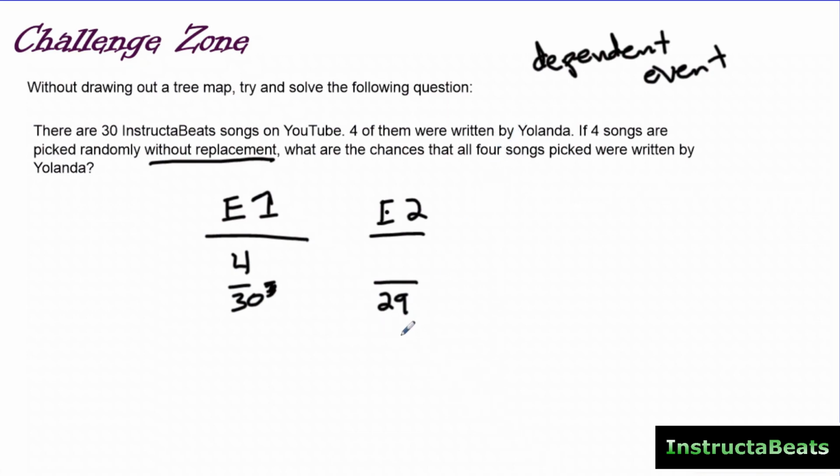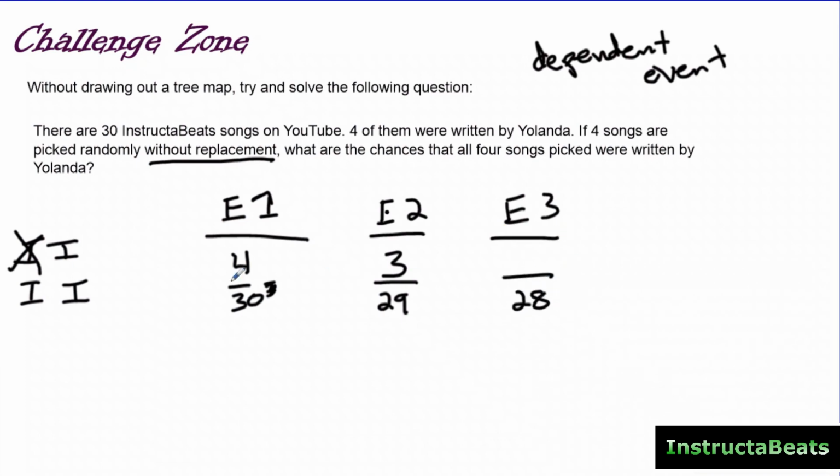And again, we wanted to pick all 4 in a row, right? So we want an Instructabeats song, Instructabeats song, Instructabeats song, Instructabeats song. So here are my 4 Instructabeats songs, right? They're all represented by an I. In the first event, we picked one. Now we only have 29 total songs, but we only have 3 Instructabeats songs left. So for our second event, to pick an Instructabeats song you would have a probability of 3/29, okay? Then if you kept going, we now only have 28 songs.